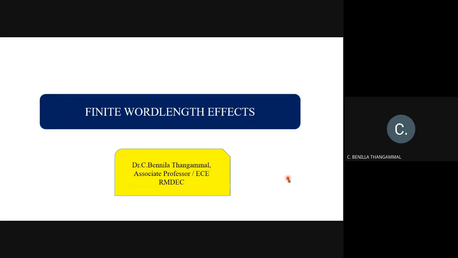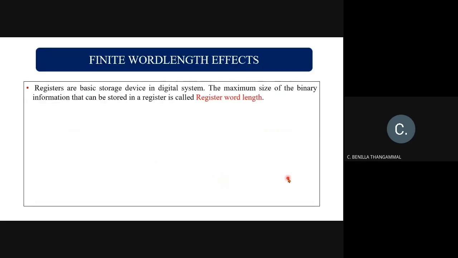Hi students, today we are going to see finite word length effects along with the errors due to input quantization by analog to digital converter. So registers are the basic storage devices in a digital system where we are going to store the filter coefficients. The maximum size of the binary information that can be stored in a register is called the register word length.